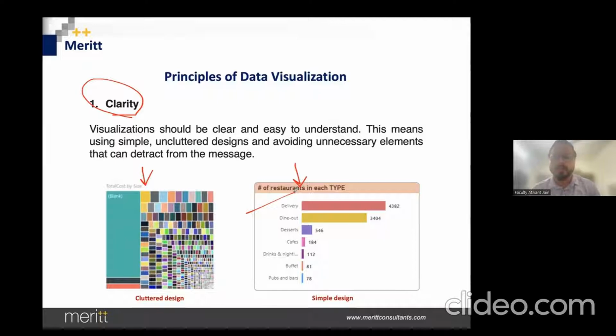You are able to understand what exactly this chart is showing me. For example, number of restaurants in each type. For example, delivery kind of restaurants, I have 4,382. It is clearly being explained, right? From this design, I'm not able to understand anything. This kind of design can be useful for any other feature, but not for this, right? So we have to be very clear while we are making the charts.